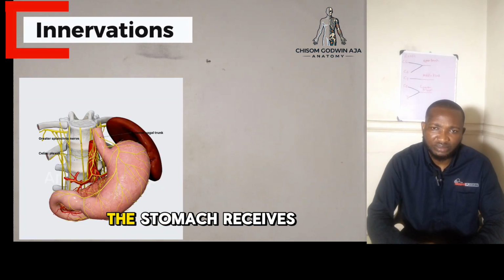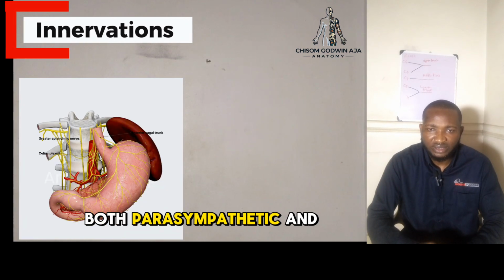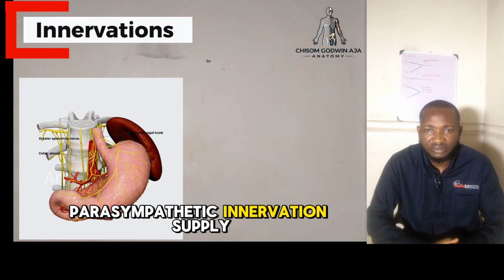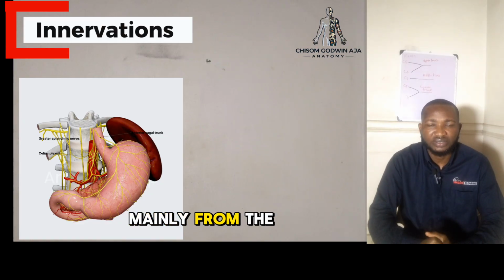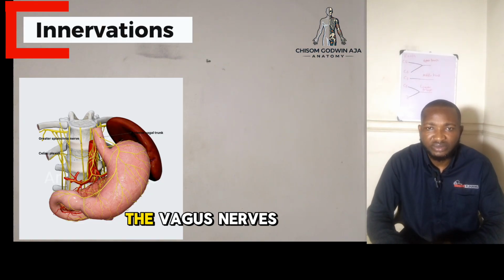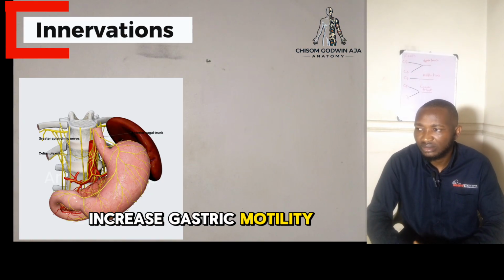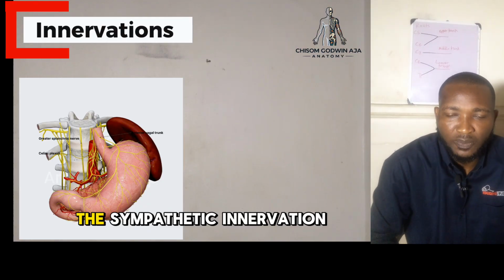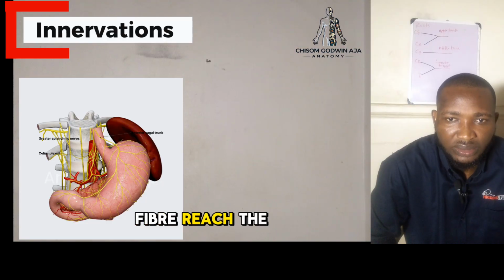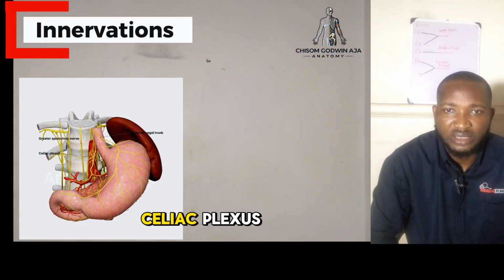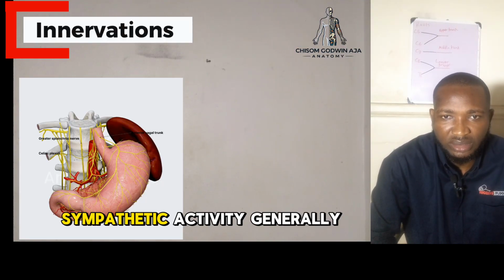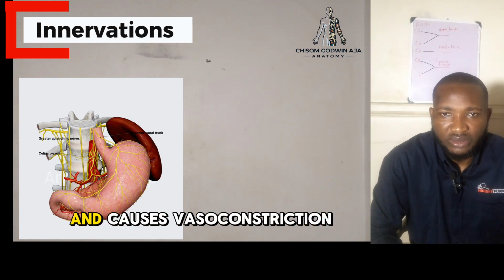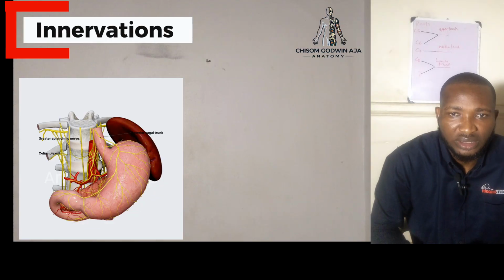Innervation. The stomach receives both parasympathetic and sympathetic innervation. Parasympathetic innervation is supplied mainly from the vagus nerves. The vagus nerves increase gastric motility and secretion and help coordinate digestive activities. The sympathetic innervation fibers reach the stomach mainly through the celiac plexus. Sympathetic activity generally reduces gastrointestinal motility and secretion and causes vasoconstriction.